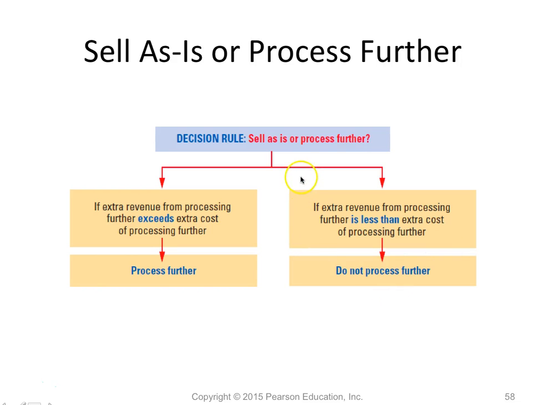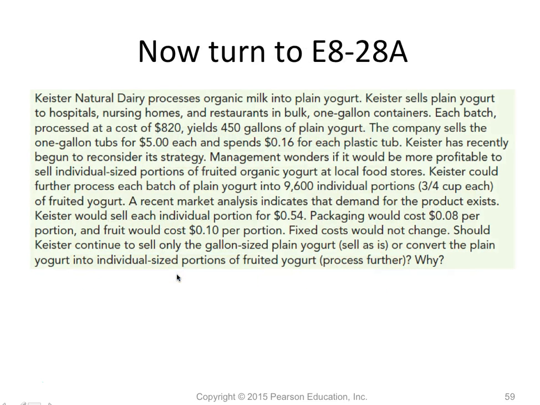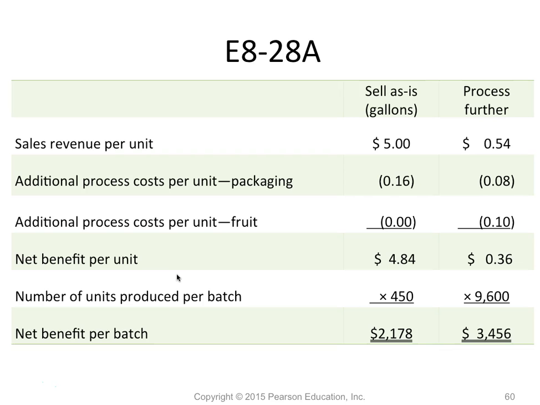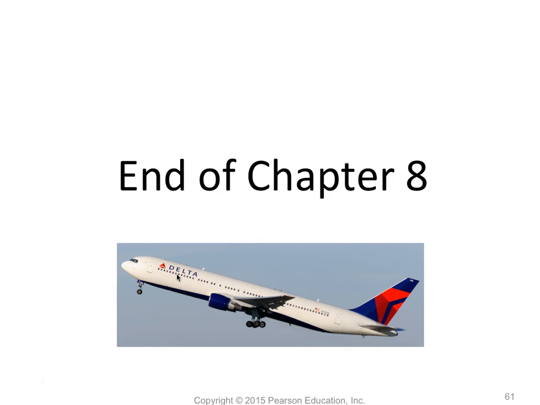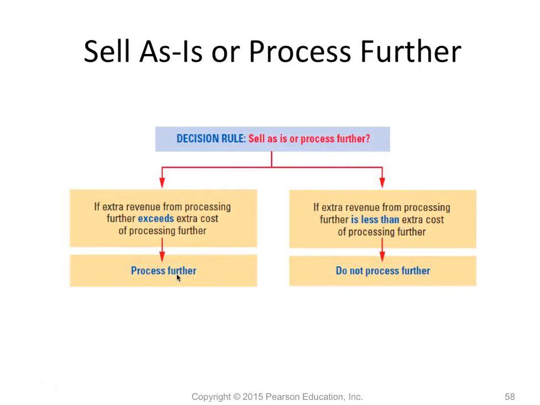So here is the decision tree. The decision rule says sell as is or produce further. Process further if the extra revenue from the processing exceeds the extra cost, then we do that. If not, forget it. Okay. So here's the example. We're not going to do this here. We already went over an hour. So again, it's pretty simple. The basic idea here is, okay, it's here.